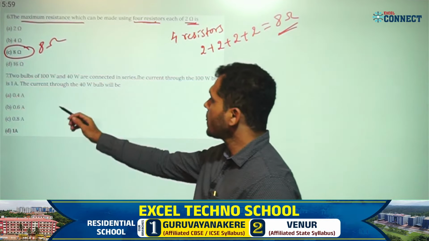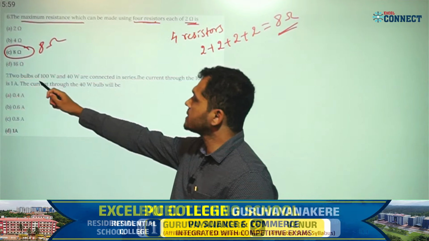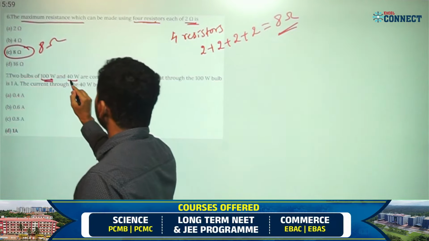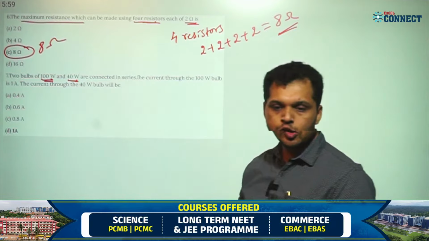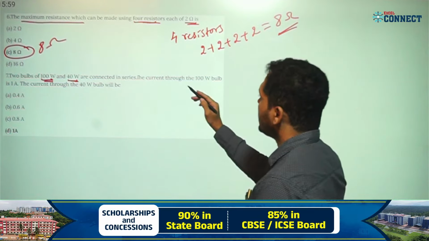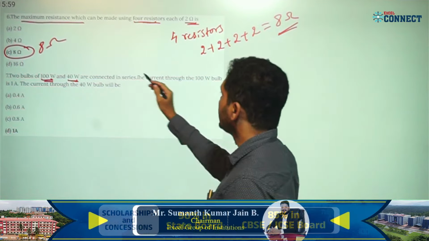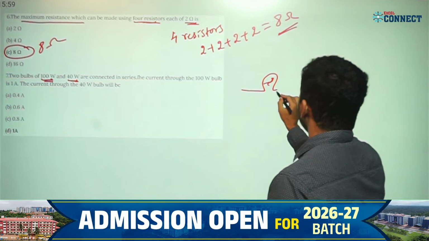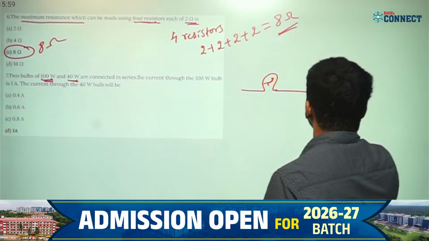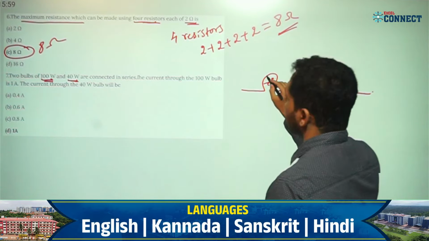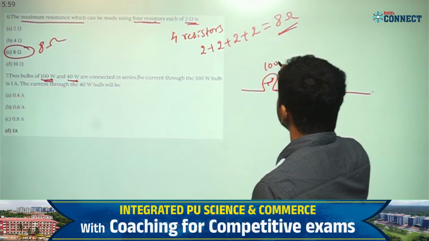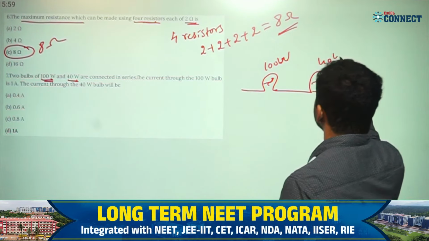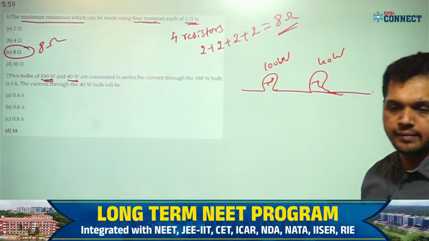Right? Yes. Next question is 2 bulbs of 100 watt and 40 watt. They are connected in series. That is, one bulb and another bulb are in series. This is 100 watt, and this one is 40 watt.